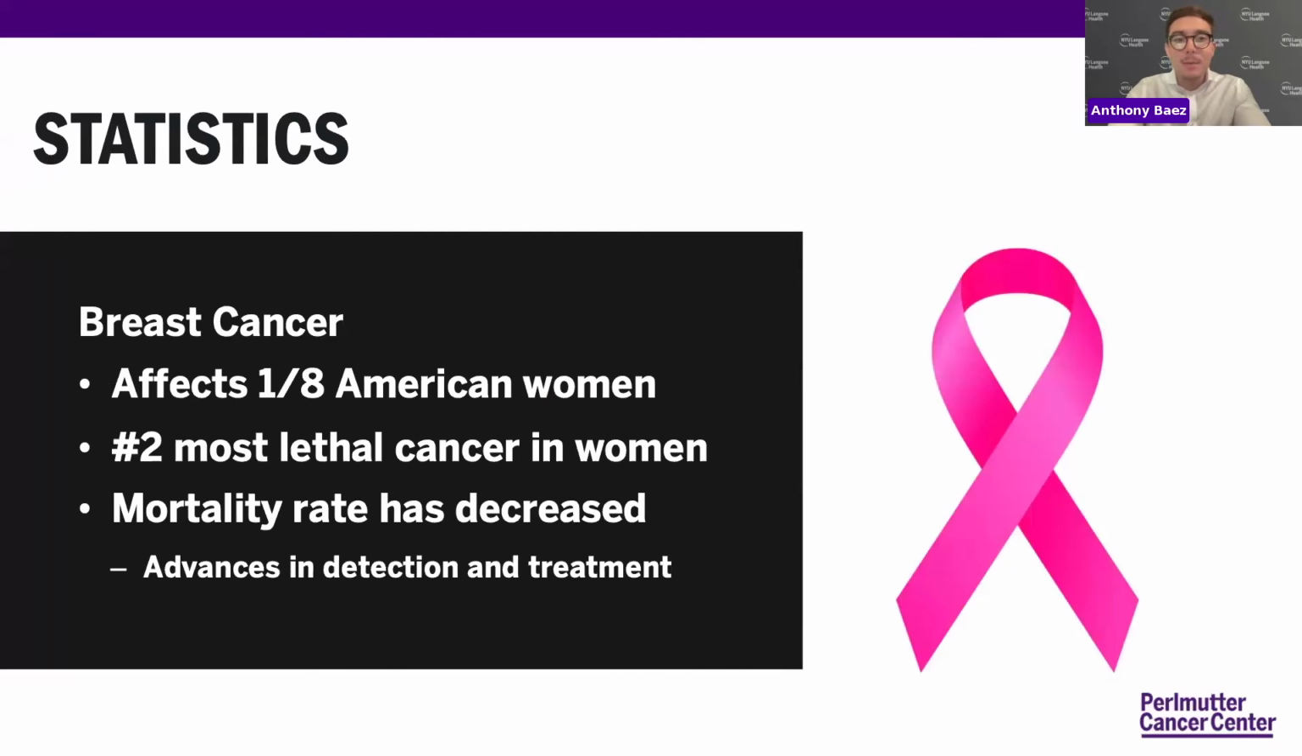This slide might be a bit redundant, but breast cancer affects 1 in 8 American women in their lifetime. And it is the second most lethal cancer in women. Thankfully, due to advances in detection and treatment, the mortality rate has decreased significantly in the last 40 years.